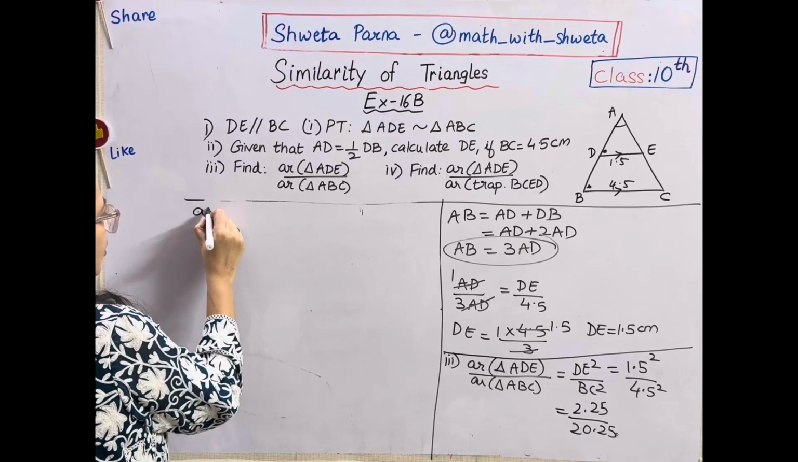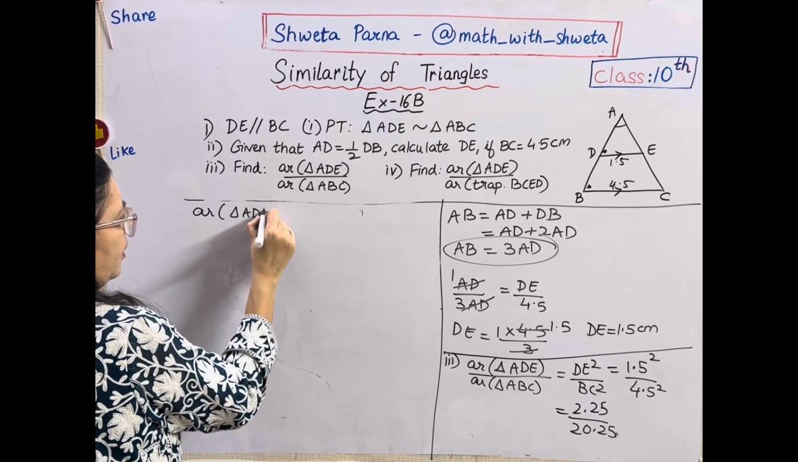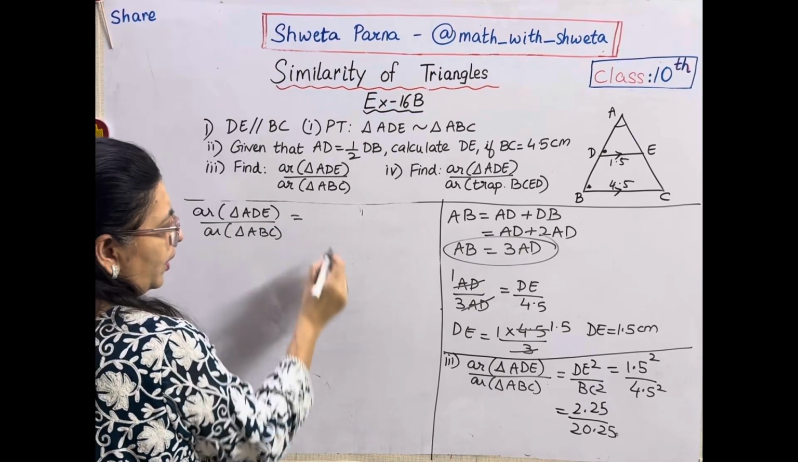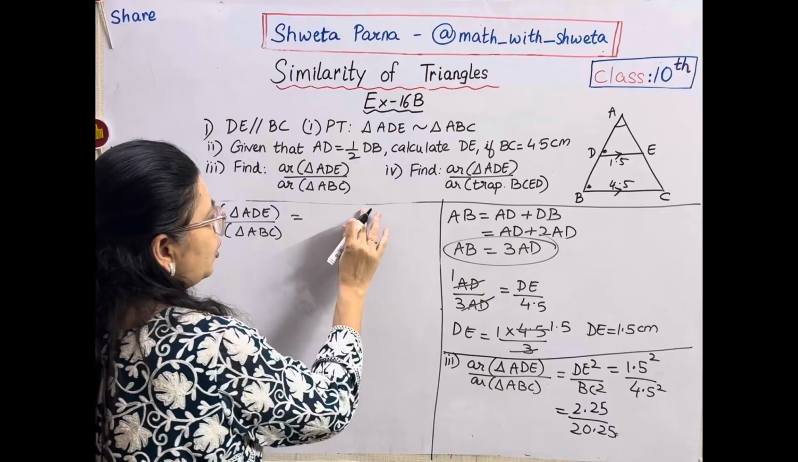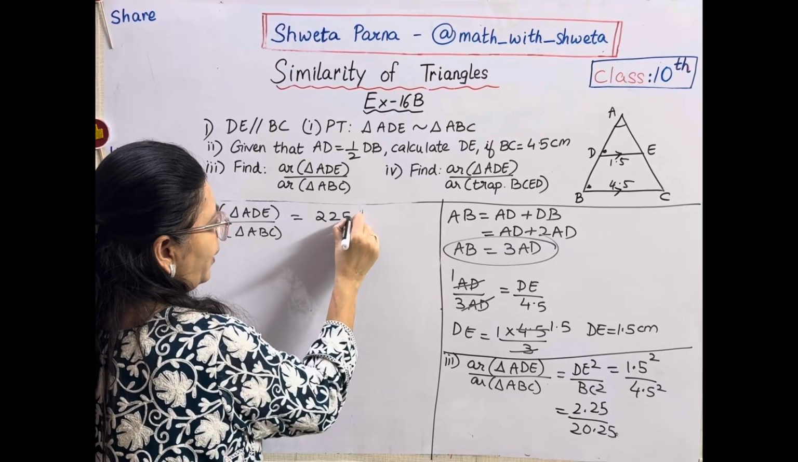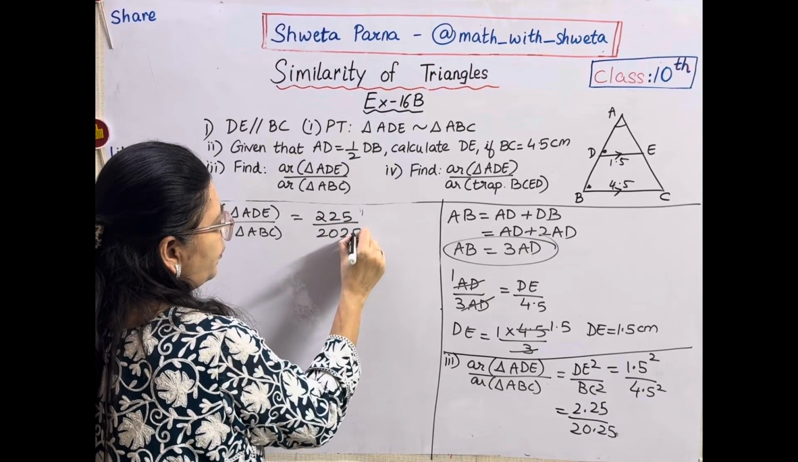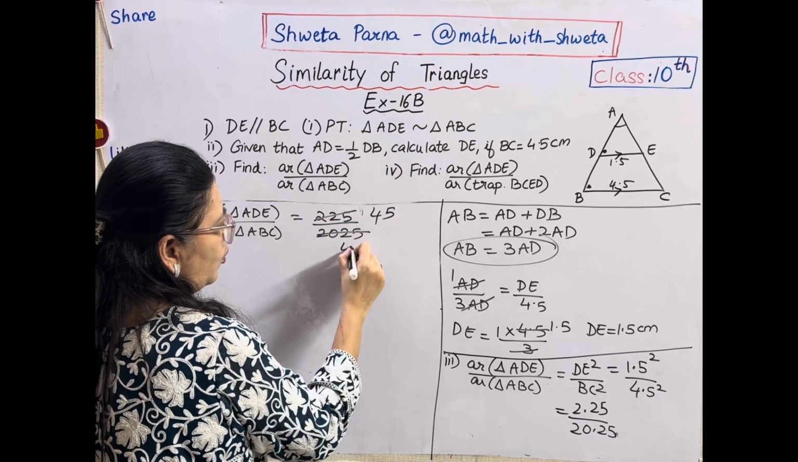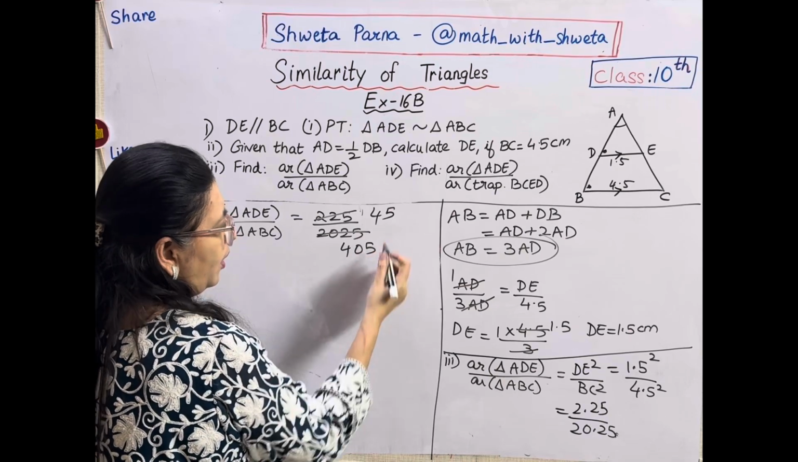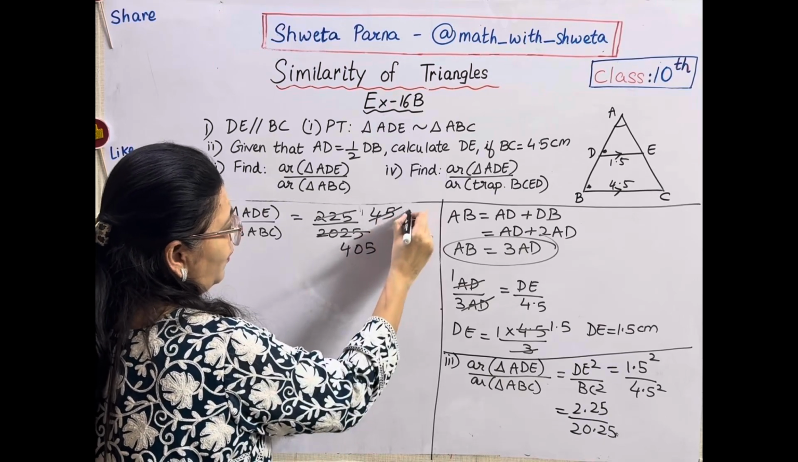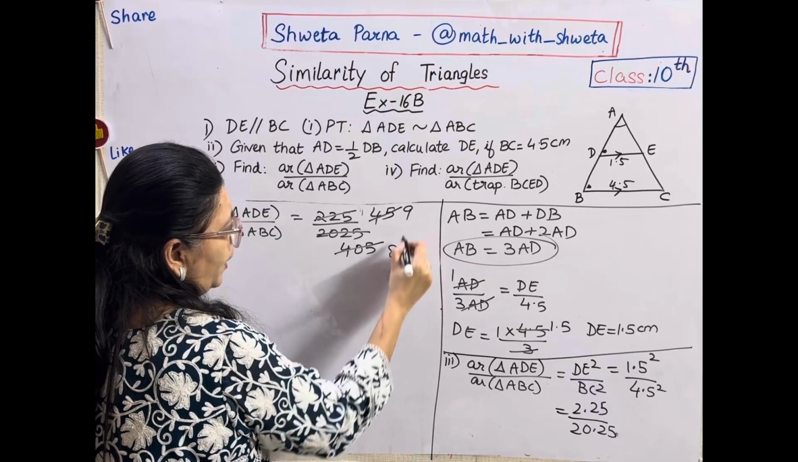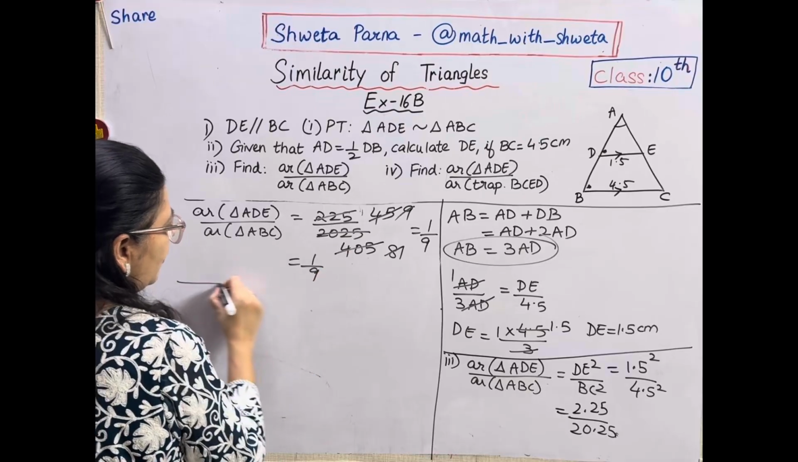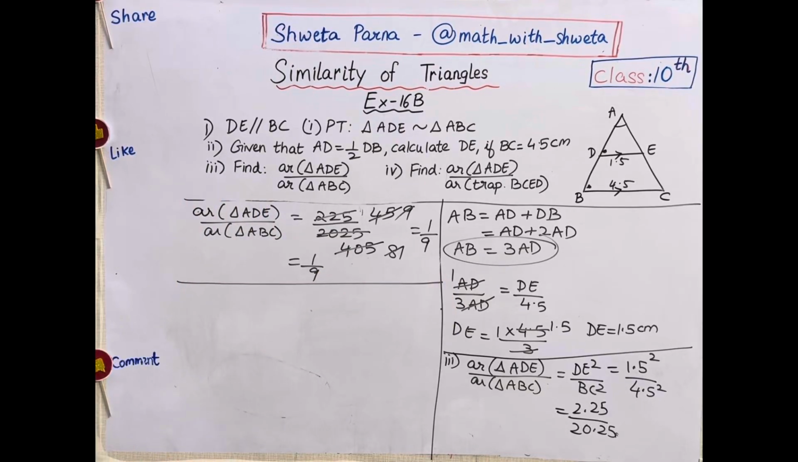So area of triangle ADE upon area of triangle ABC is equal to, both have two decimal places, you can remove the decimal place. So 225 upon 2025. Now in the 45 table I know 5 9s are 45. So this will become 1 upon 9. So the answer, the ratio is 1:9. This is the third subpart.